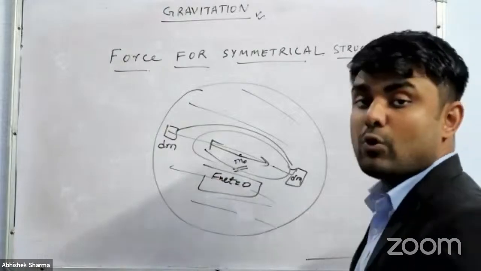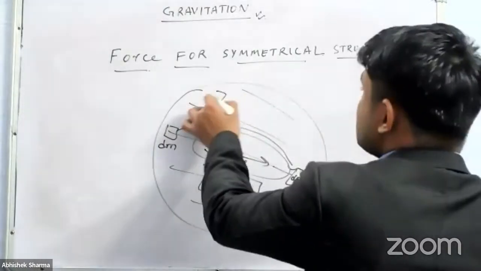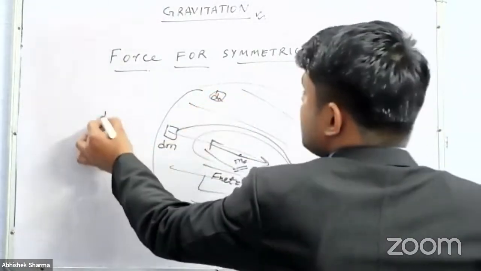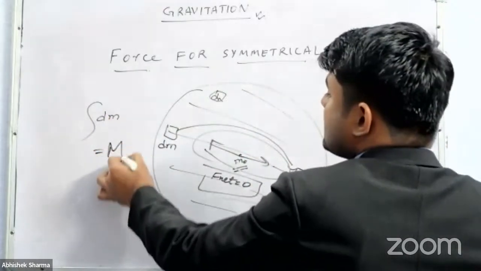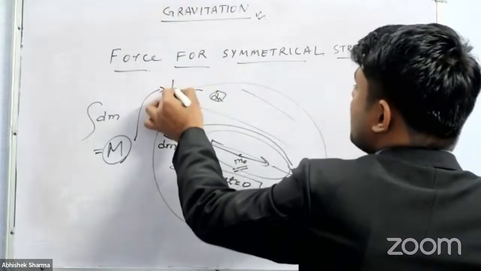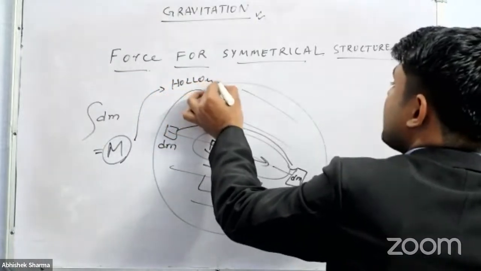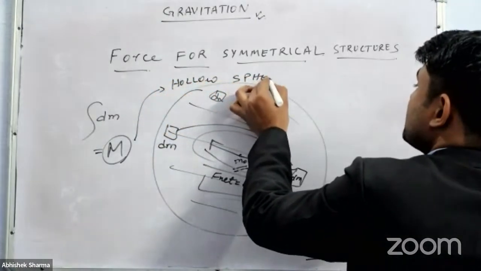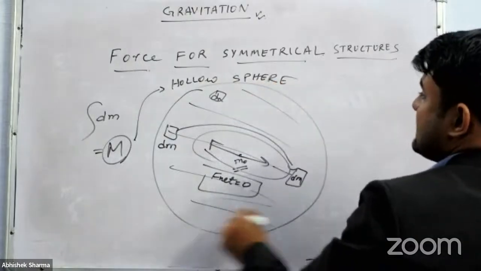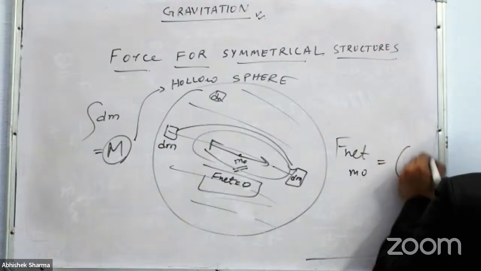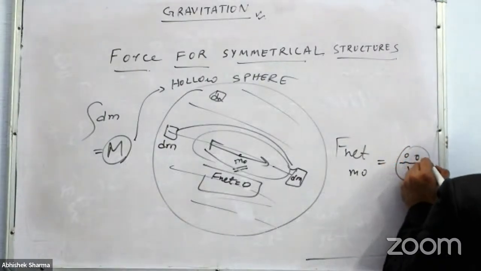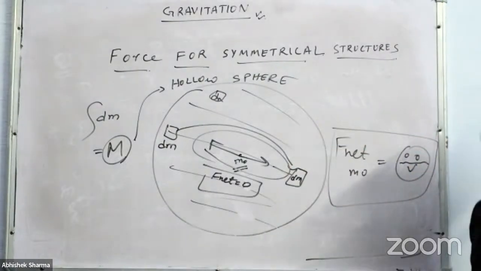The same holds for all other dm masses. We know if we take this dm and integrate throughout the body, you will get the capital mass M of the hollow sphere. So we'll say the net force on this m naught mass is again zero. Okay, please note it down.